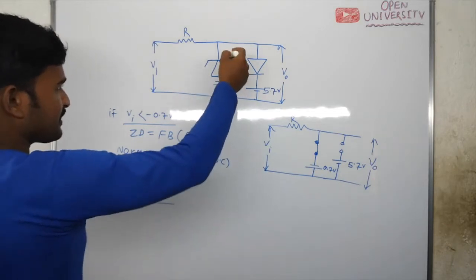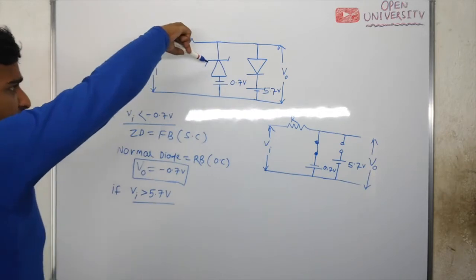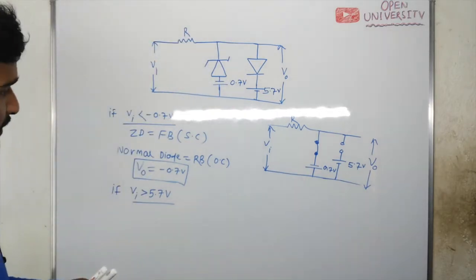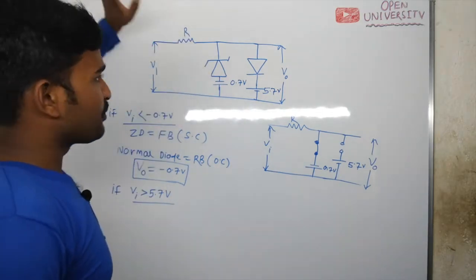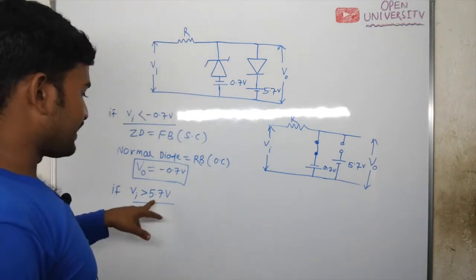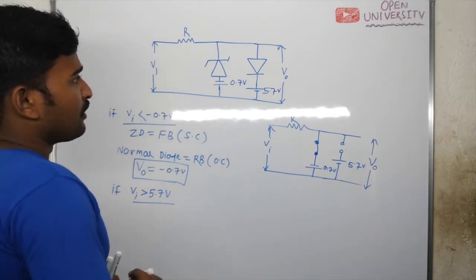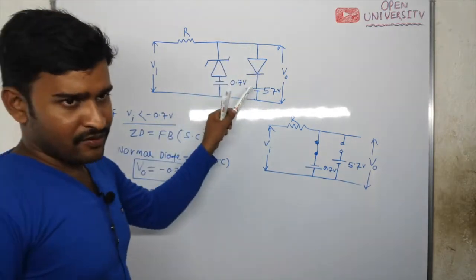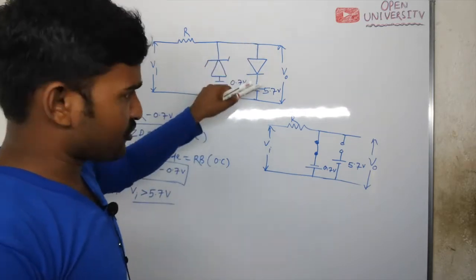And what about this diode? This diode becomes forward biased only if input voltage is less than minus 0.7 volt. Means for negative values of input, this zener diode becomes forward biased. So if you apply positive values and it is greater than 5.7 volt, this normal diode becomes forward biased and we will replace it with a short circuit.